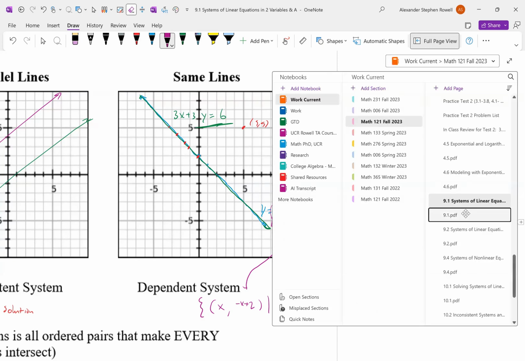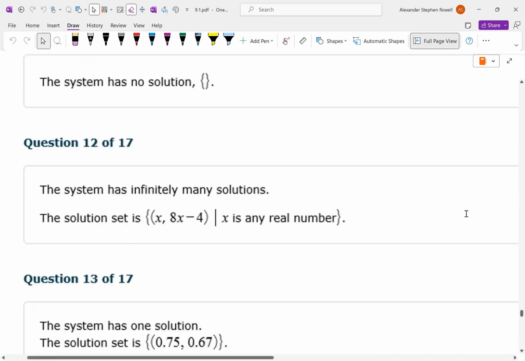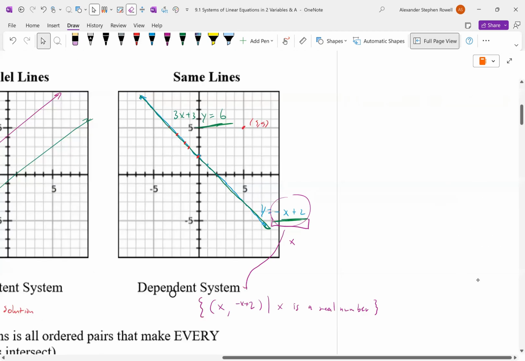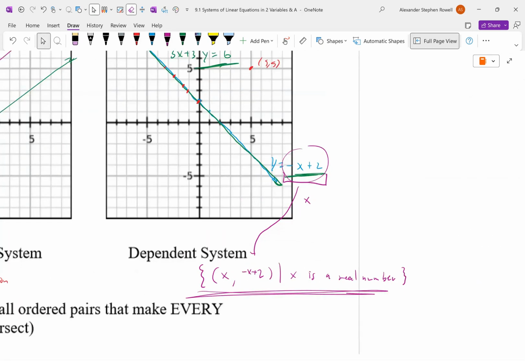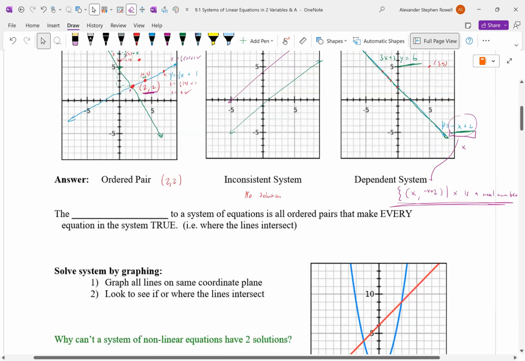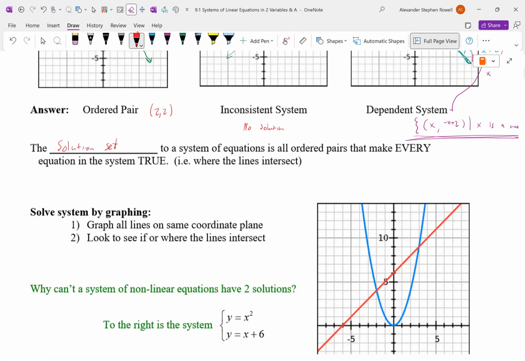Let me just verify that the homework writes the answers like this. Yes, it does. It says x is any real number. Okay, so this is how we're going to write the solution set for a dependent system. And we'll define what a solution is. The solution set to a system of equations is all ordered pairs that make every equation in the system true.